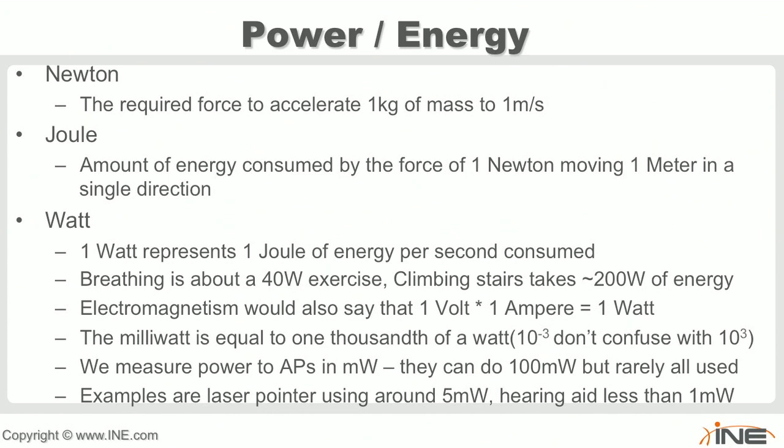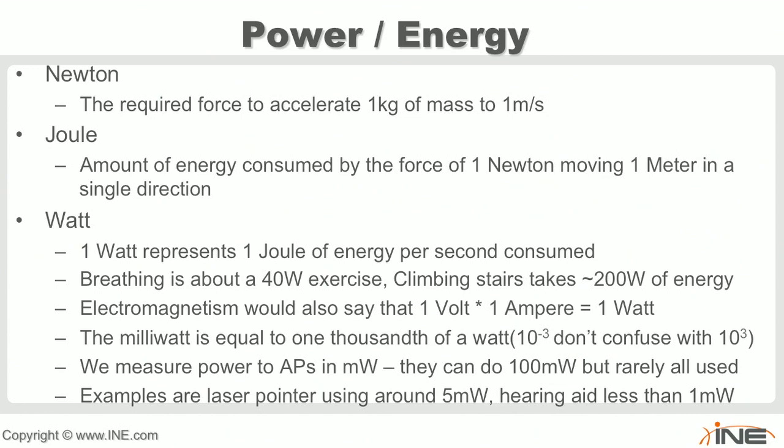At any rate, 1 volt times 1 amp in a pure electromagnetism realm of thinking equals 1 watt. So 1 milliwatt is equal to 1,000th of a watt. So this is 10 to the power of -3. Don't confuse that with 10 to the power of 3, which is 1,000 watts. 1,000 watts is a kilowatt, but 1,000th of 1 watt is a milliwatt.